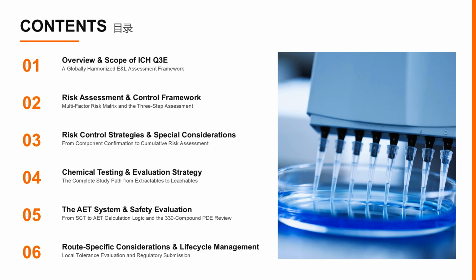Here is our roadmap. We have 6 parts. Part 1 sets the stage, what Q3E is and where it sits in the ICH family. Part 2 covers the risk assessment and control framework, the decision logic that determines how much work you actually need to do. Part 3 deals with special situations, cumulative risk, frozen products, single-use systems, and so on. Part 4 is the experimental heart, extractable studies, leachable studies, and simulation studies. Part 5 is where most people struggle, the AET system and the safety evaluation thresholds. We will slow down there and work through the math together.